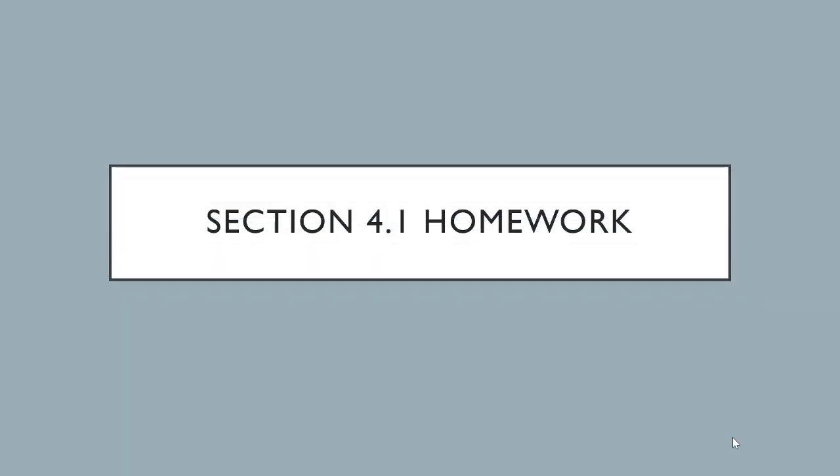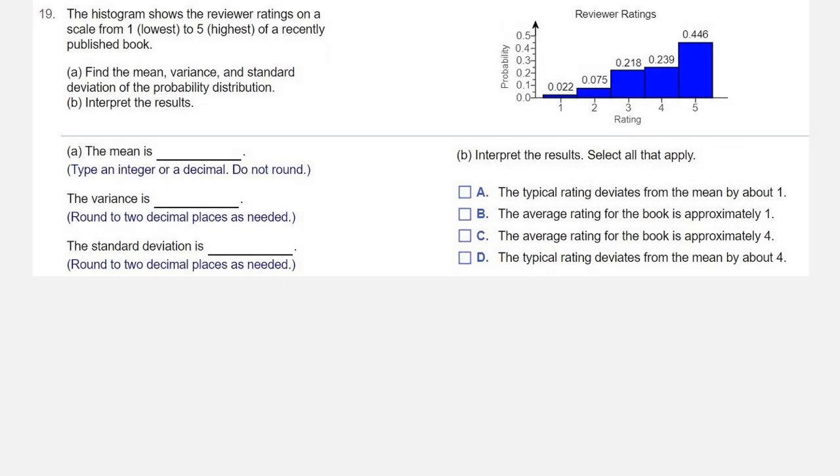We're looking at homework from section 4.1. This is question number 19. The histogram shows the reviewer ratings on a scale from 1 being the lowest to 5 being the highest of a recently published book. Find the mean, variance, and standard deviation of the probability distribution. And B, interpret the results.